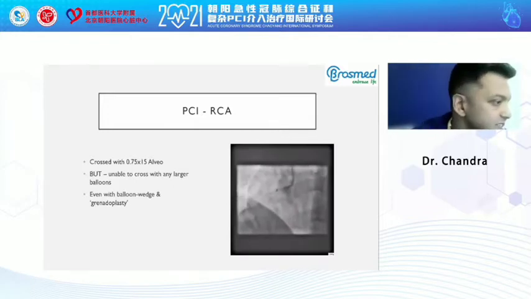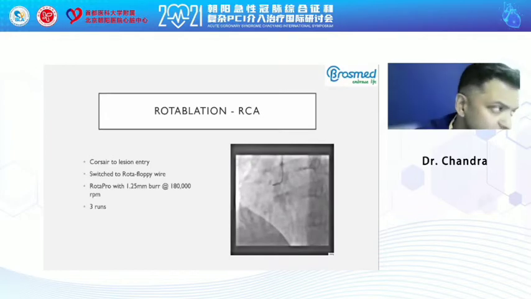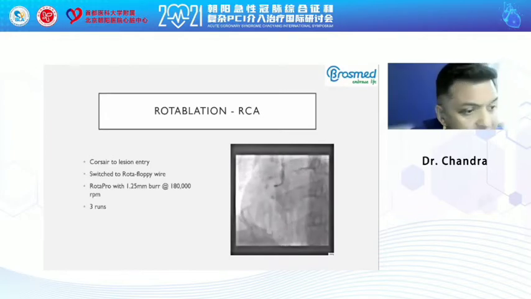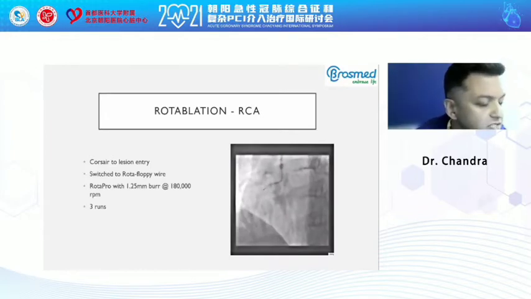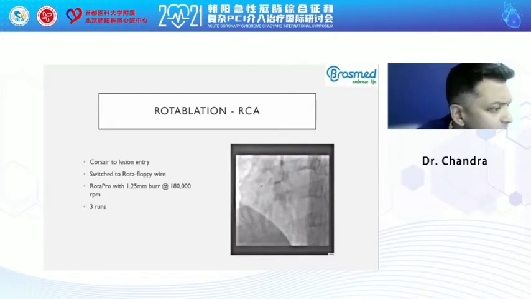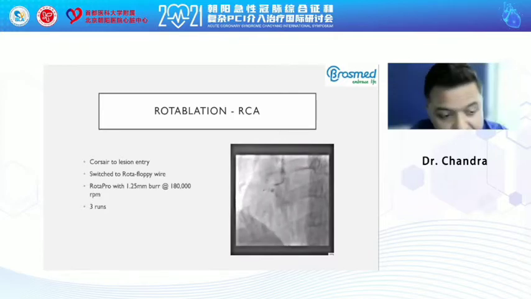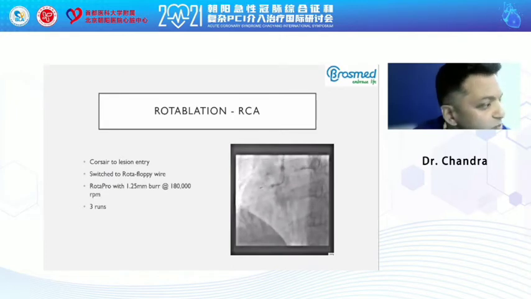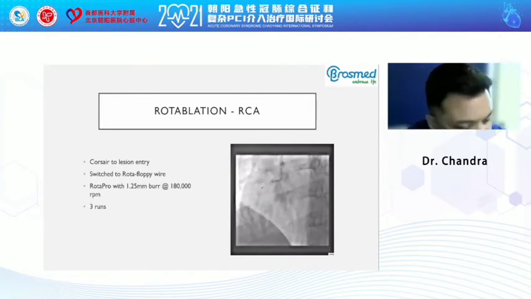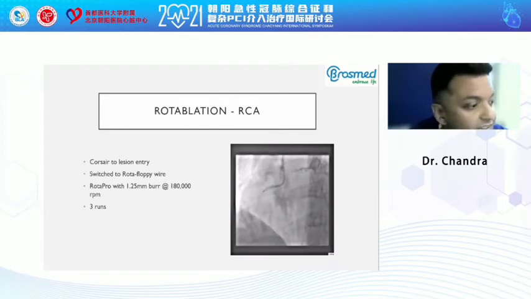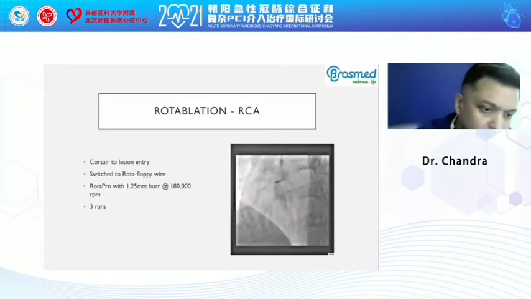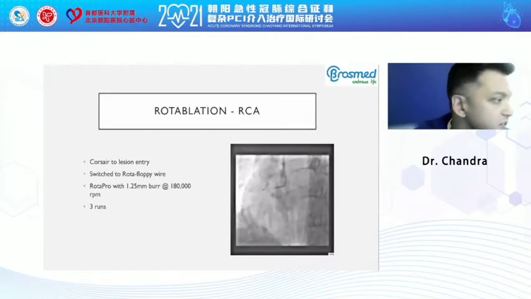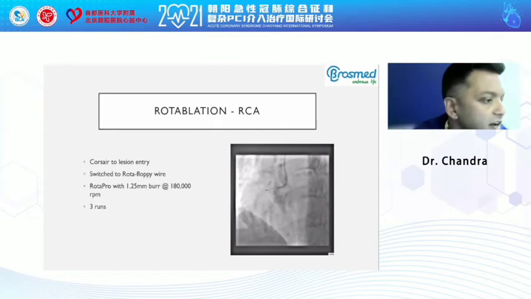Again, because of the fibrotic and calcific nature of this lesion, we did have to sacrifice wire position. So we embedded our microcatheter into the proximal entry of the lesion, switched our wire out to a RotaWire Floppy, and performed 3 runs of rotational ablation using a 1.25 millimeter burr at 180,000 revolutions per minute. You'll see at the end of this run that we do finally manage to cross. It was actually quite a tough lesion to crack.